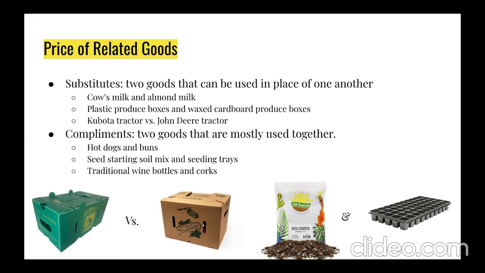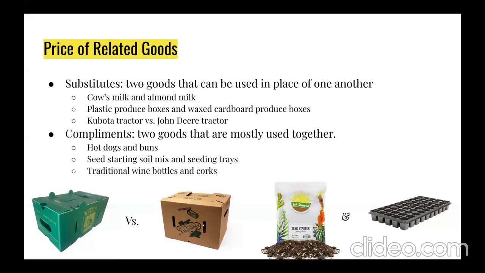But let's talk about this example of plastic produce boxes versus waxed cardboard produce boxes. If you're a farm producing vegetables, you are probably going to be purchasing cardboard produce boxes or plastic produce boxes. These are boxes that produce gets packed in to be shipped to the wholesaler or the restaurant or grocery store, wherever you're selling them. You're going to be packing your produce in these boxes. Cardboard boxes are traditionally cheaper, so many places use a cardboard box that is waxed to prevent it falling apart when it gets wet.